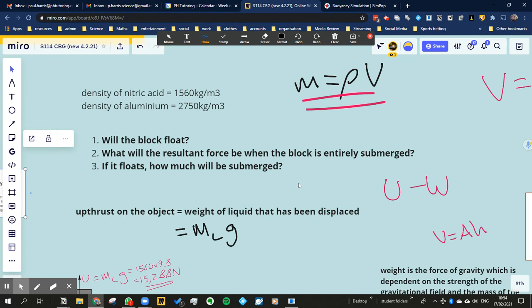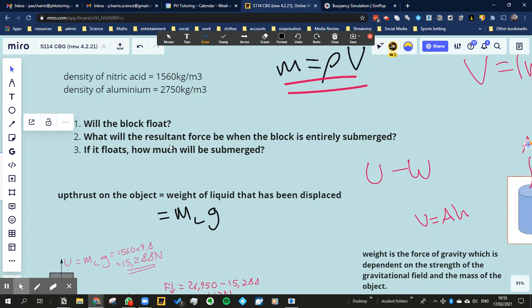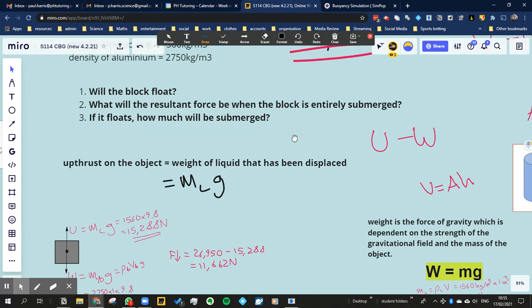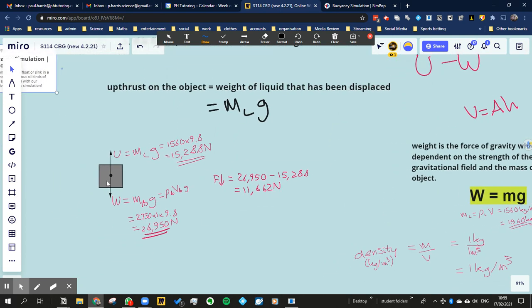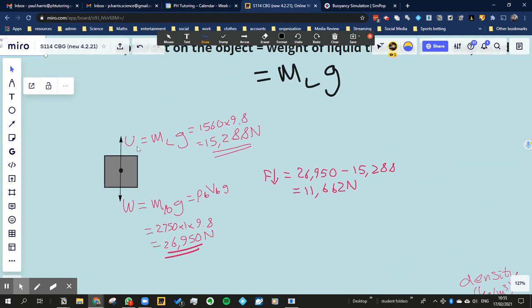What we want to do is try to understand whether or not it will float in terms of forces. So question 2 says, what will the resultant force be when the block is entirely submerged? We look at the block here, and we've got an upthrust acting up and weight acting down. The resultant force will be equal to the difference between the two. If we were working out the resultant upward force, we would do upthrust minus weight, or if it was a resulting downward force, the downward force would be weight minus upthrust.